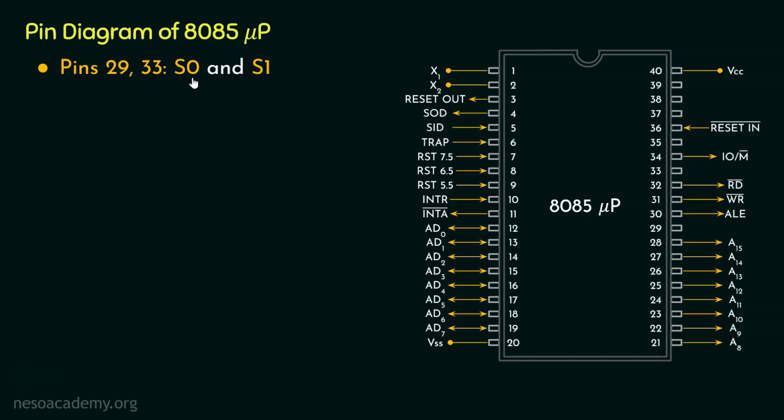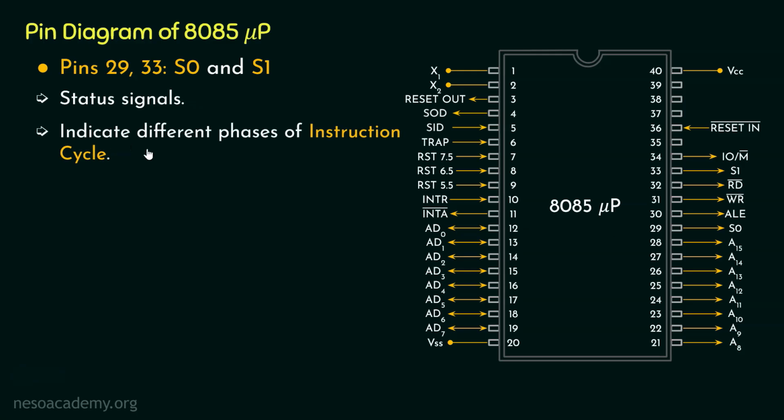These are the pins S0 and S1. Notice, these are output pins. Now S0 and S1 stand for status signals. These actually indicate different phases of the instruction cycle. Now regarding the instruction cycle, we are going to learn in detail in a different lecture. For now, just try to understand this. In order to execute any instruction, the instruction will have to go through different phases of the instruction cycle.